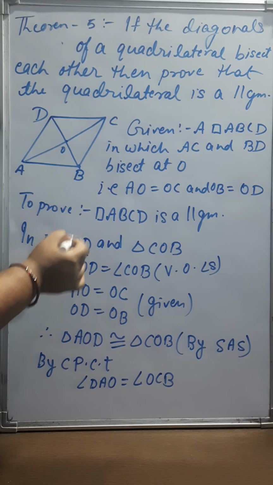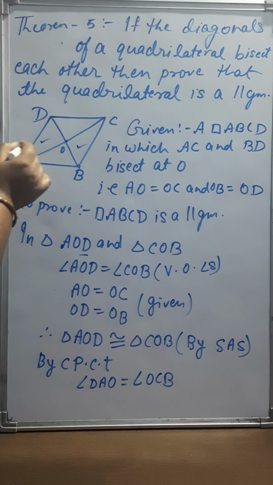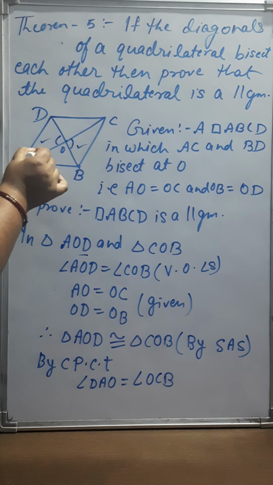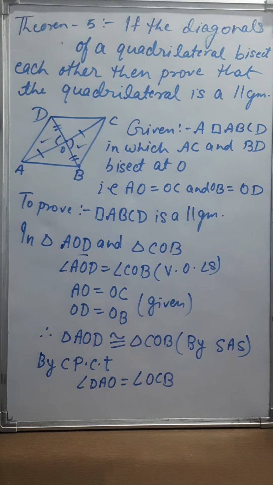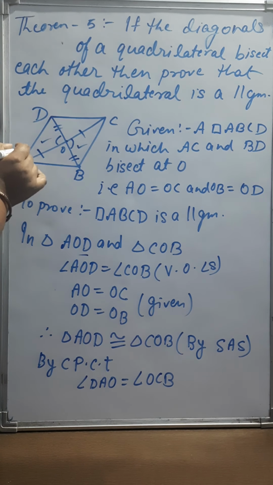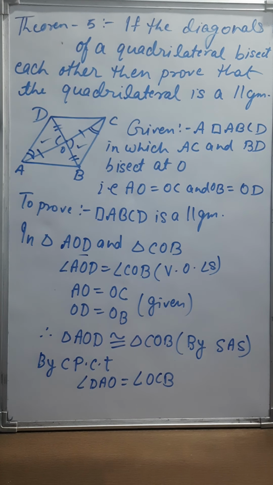So I have chosen the triangle AOD and COB. If you see properly, these two angles are equal. Both are vertically opposite angles. AO is equal to OC and OD is equal to OB. So these two triangles are congruent by SAS. So by CPCT we can write angle DAO is equal to this angle.